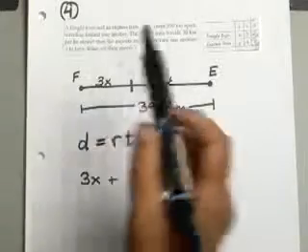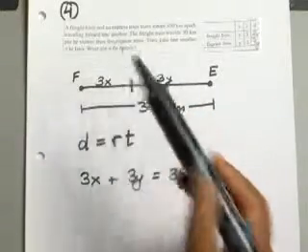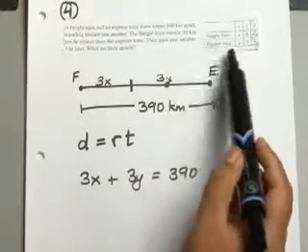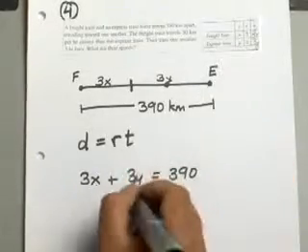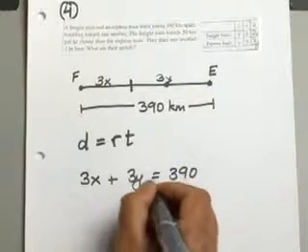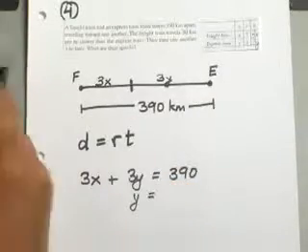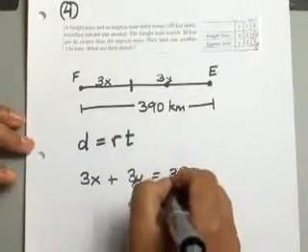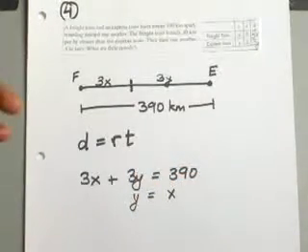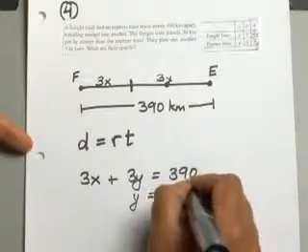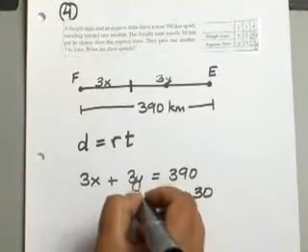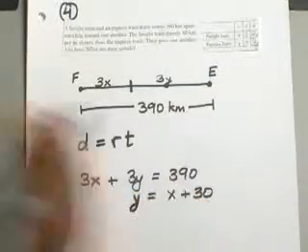Okay, so the freight train is slower than the express train, or the express train is faster. So we know that the speed of the express train is y. So you can say y, which is the speed of the express train, is 30 kilometers per hour faster than the freight. Okay, so if your freight train travels at a speed of x, your express train travels 30 kilometers per hour faster than that, and that information will help you come up with your second equation.